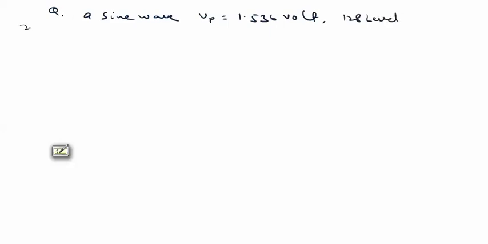Now take some GATE question. A sine wave, Vp equals 1.536 volt, and 128 levels, GATE 2003. Calculate output noise power.